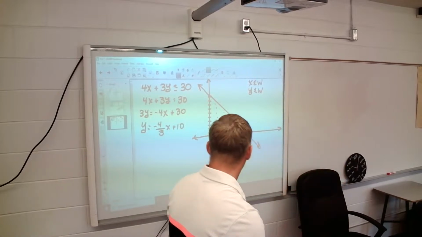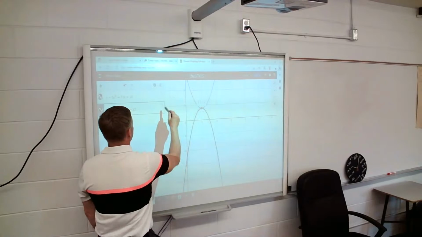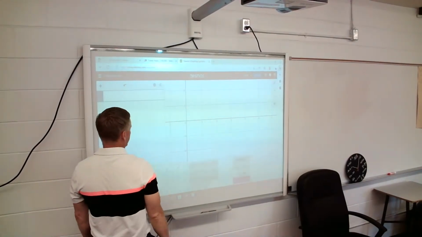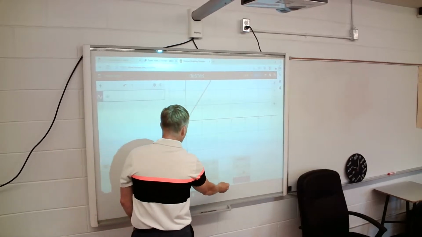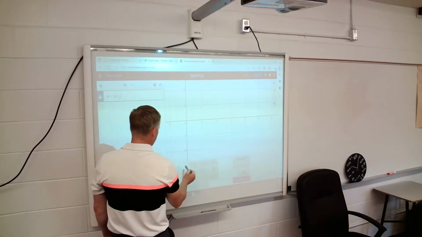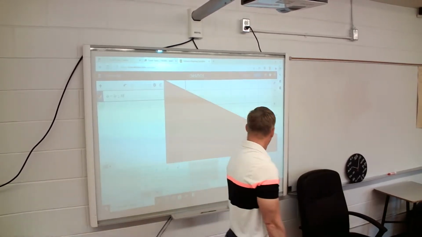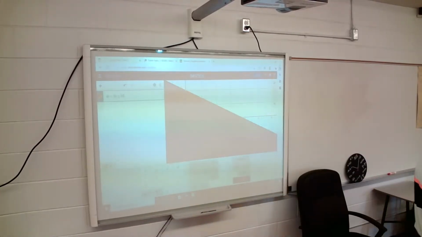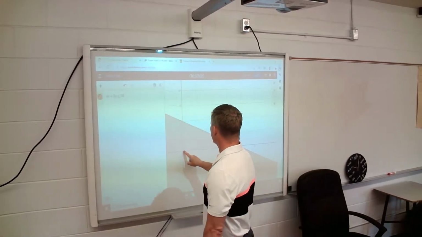All right, and if you look here, what was the equation for that one? 4x plus 3y is less than or equal to 30. There. What is the issue here? No dots, right? So you have to pay attention when you're doing the question.